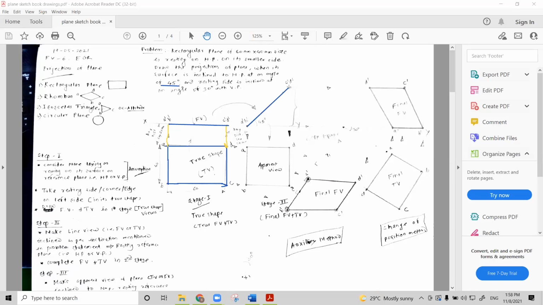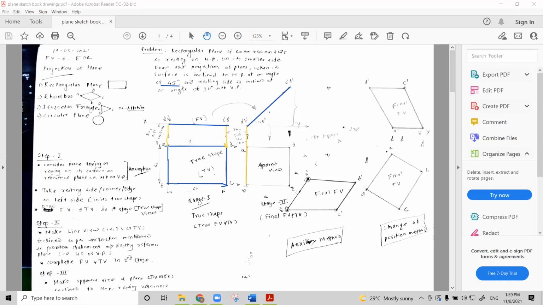Okay, right? Now you will see this A dash B dash, C dash D dash length is nothing but the length in the second stage here. A dash, B dash, C dash, and D dash at an angle of 45 degree. Okay. Then take the projections from A dash, B dash, straight.